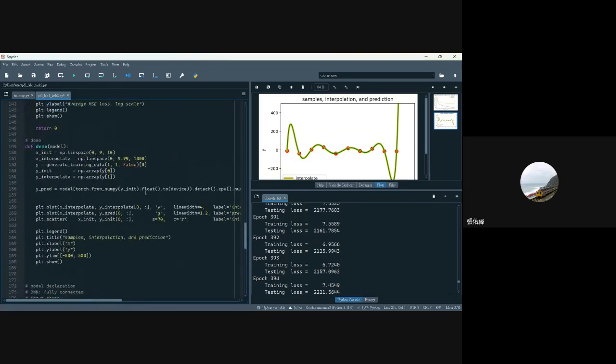Then after training, we will do the demo part. The demo part is to generate one random function, then print out the interpolation results with the DNN results, and we will do the comparison.